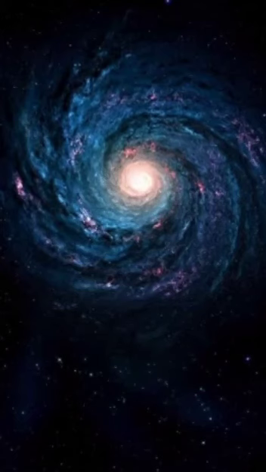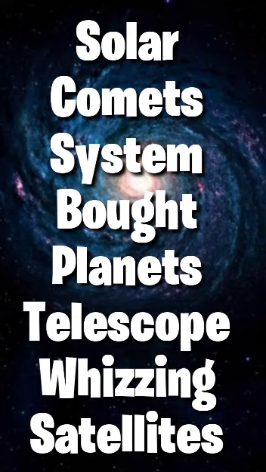Now children, let's read the difficult words from this poem. And I want all of you to repeat after me. Solar, comets, system, planets, telescope, whizzing, satellites.